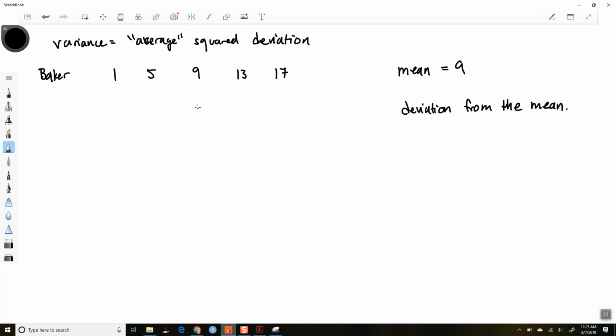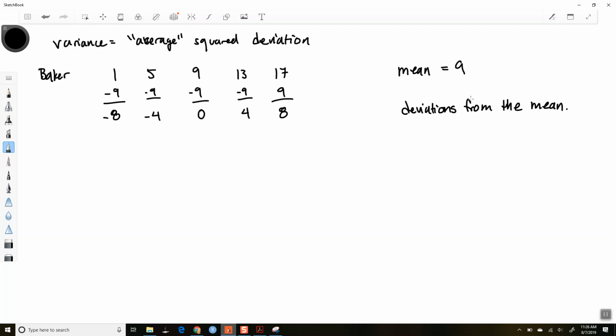So how far is 1 from 9? We could just do 1 minus 9, and we would say 1 is 8 years below, and 5 is 4 years below. 9 is right at the mean, so there is no deviation. 13 is 4 years above the mean, and 17 is 8 years above the mean. So these are the deviations from the mean.